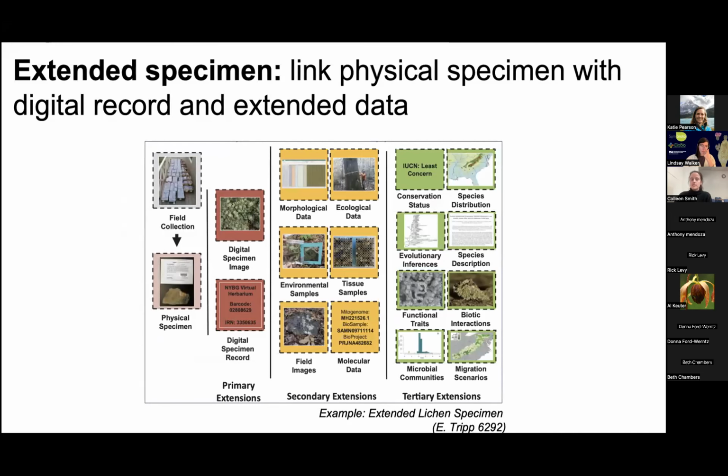And these images are part of what's called the extended specimen. So the physical specimen, and then also the digital record and extended data associated with that specimen, such as ecological and morphological data and the conservation status of the specimen, for example.